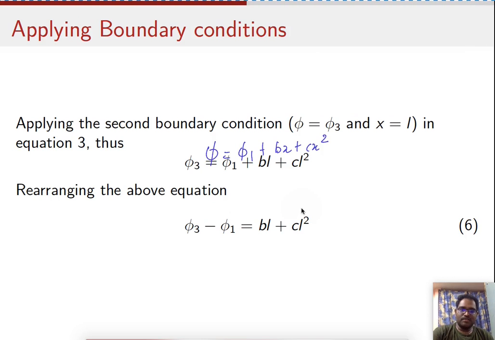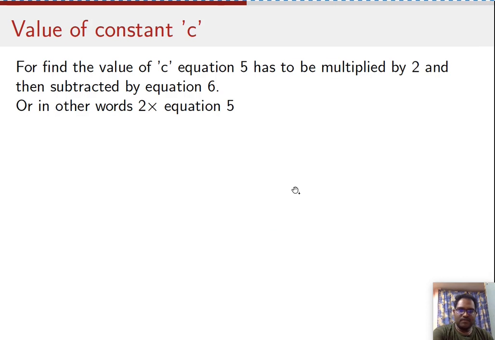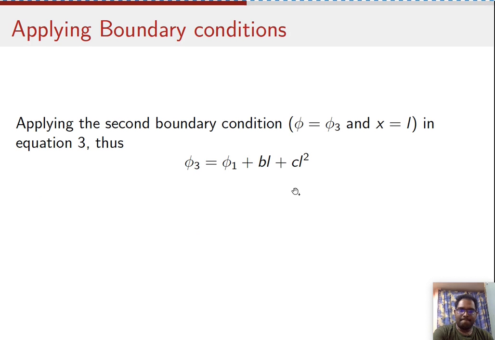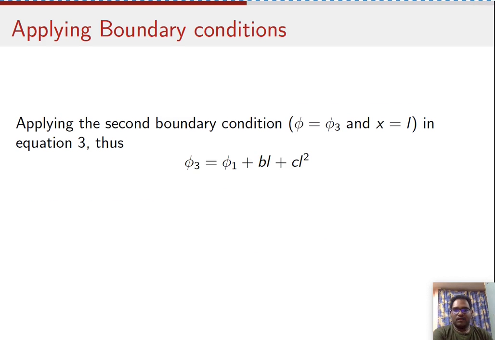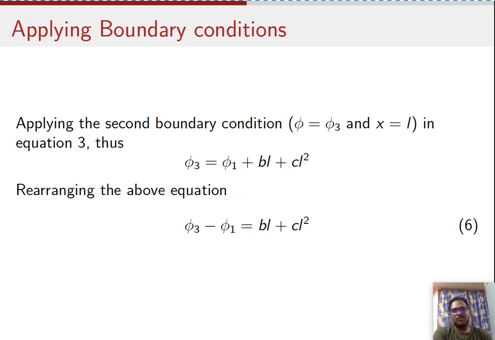Here the most important point that we have to consider is this. The previous equation, equation number 5, is very, very important. Similarly, equation number 6 is also very, very important. So we are going to consider equation 5 and equation 6. Using those equations 5 and 6, we are going to find out the value of b and c. So we'll get to the next step.